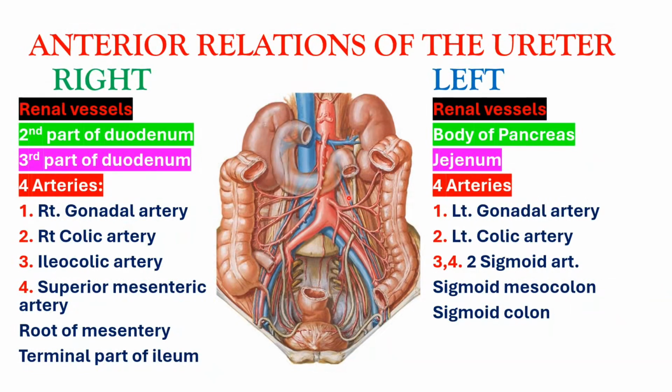Okay, when we come to the left side, there are also 4 arteries. The left gonadal artery. Okay, then we have the left colic artery. Then we have 2 sigmoid arteries here and then here. Okay, as we descend further, on the right we have the root of the mesentery, and then on the left we have the sigmoid mesocolon. As we descend further, this structure here is called the terminal part of the ileum, and then this structure here, which is anterior to the ureter, is the sigmoid colon.